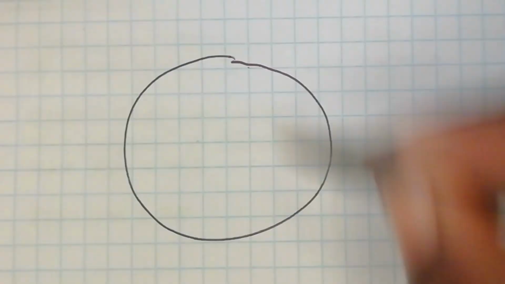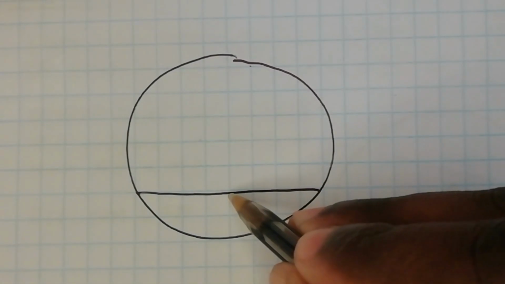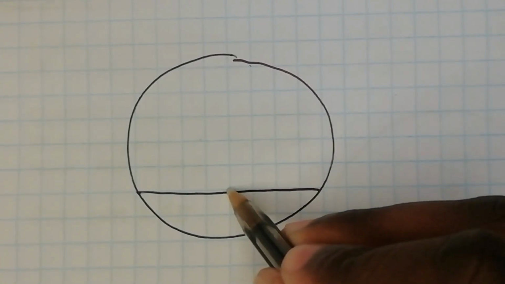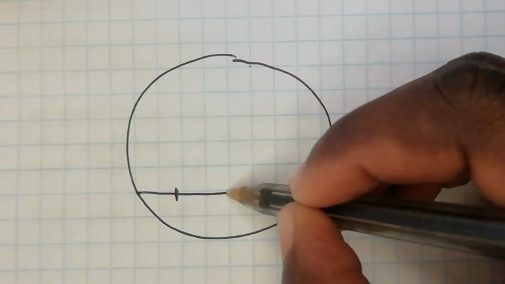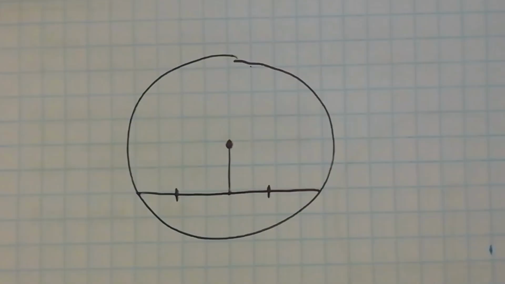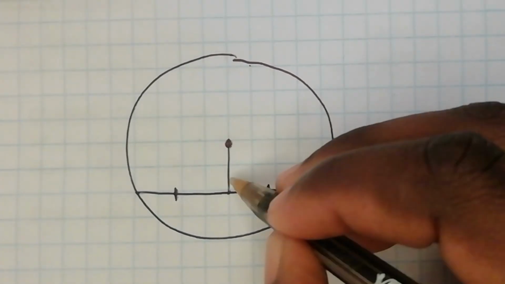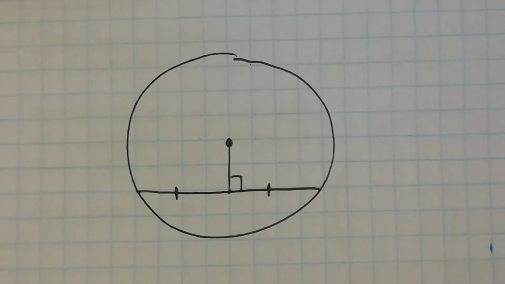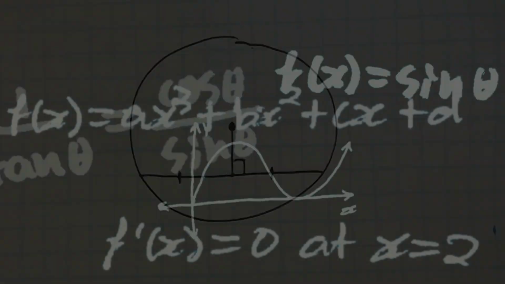This is a circle and this is a chord. If I split this chord into two equal parts and I draw a line from the midpoint of that chord to the center of the circle, then that line must be perpendicular to the chord. This is the converse of theorem 1.